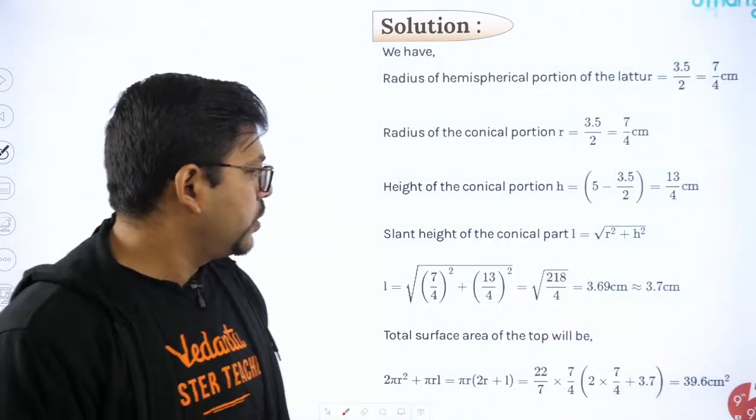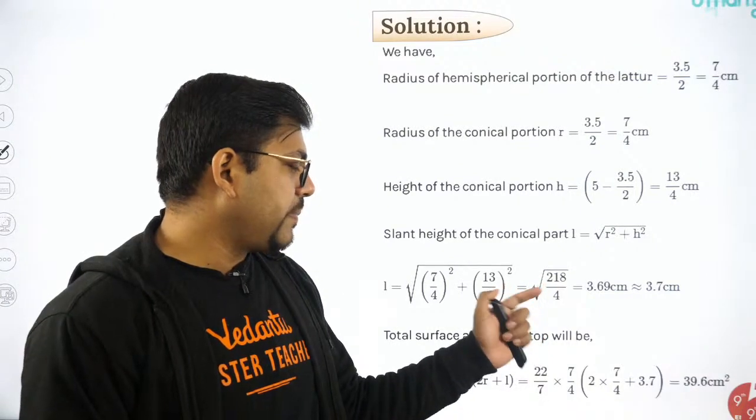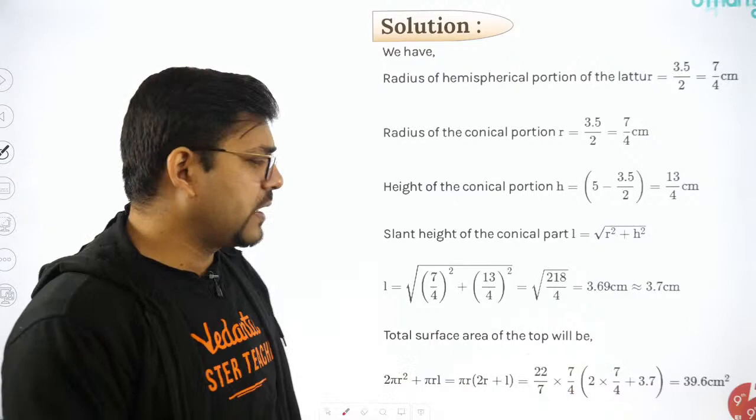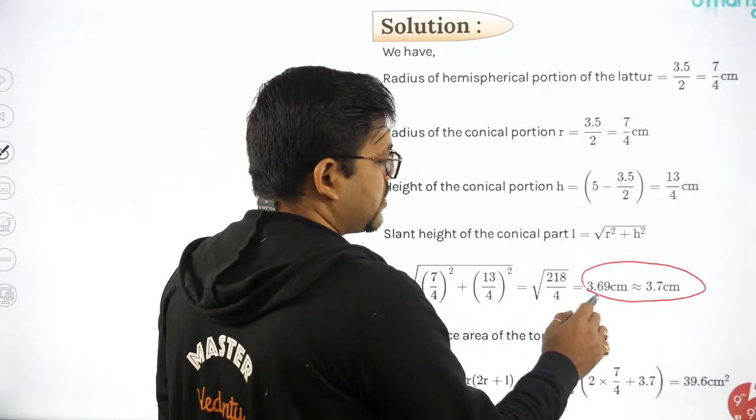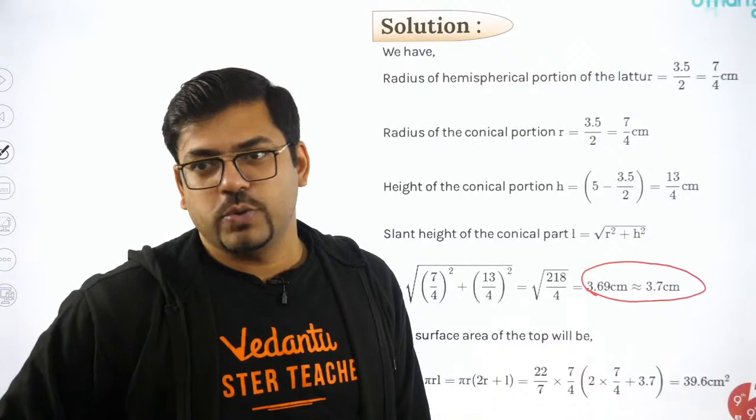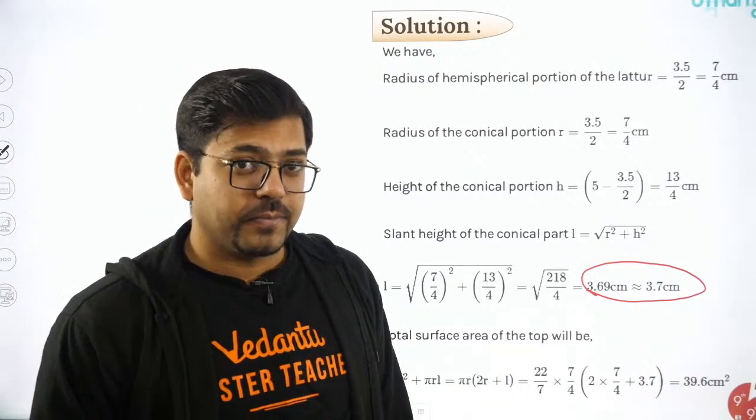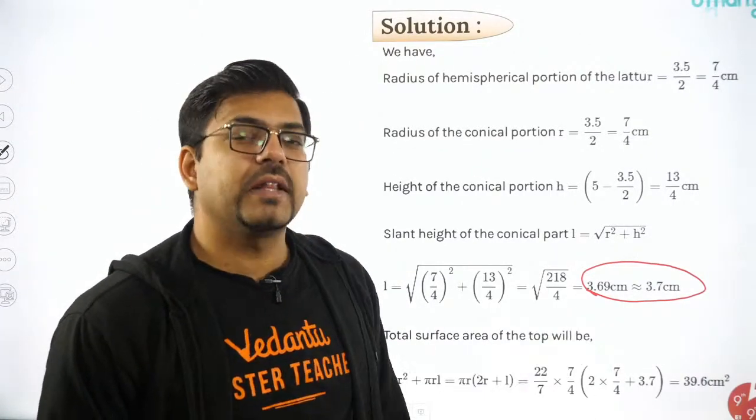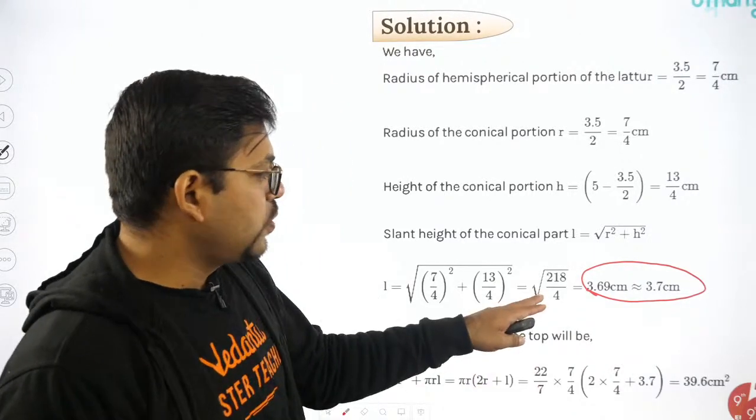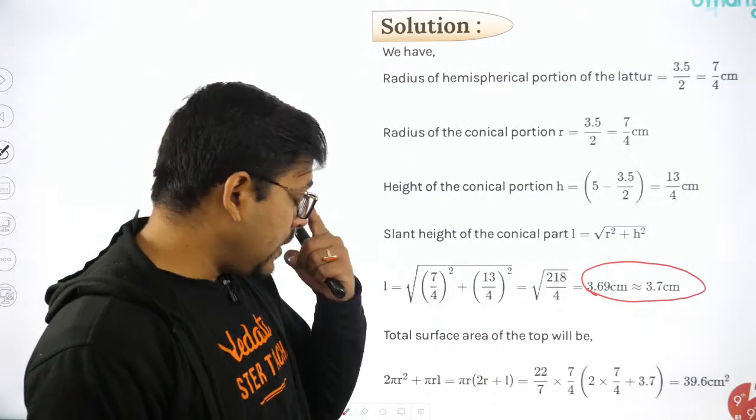Look, I will just show you. So root 218 divided by 4. This value is a bit clumsy. Please pay attention. In your examination, you won't be getting these types of values, so do not get worried. They would be giving you values which you can solve easily. So this root 218 by 4 is the value of L.